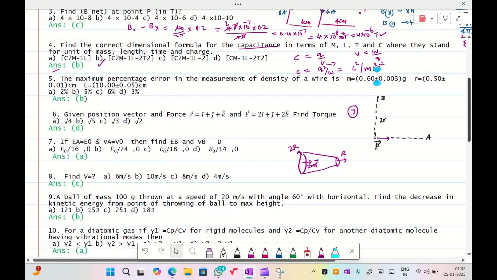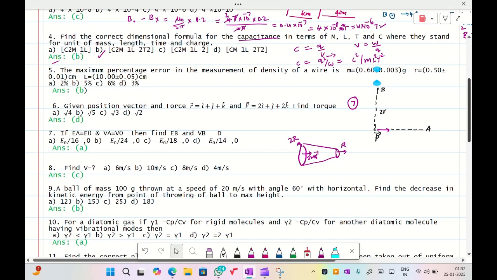Very basic concept they are asking. So like this, if you know any formula, you can substitute and find out. If the dimensional formula of an unknown quantity like potential you don't know, convert it into work done by charge, so it will be easy. Similarly, the maximum percentage of error in measurement of density of the wire. So the density formula is mass by volume.